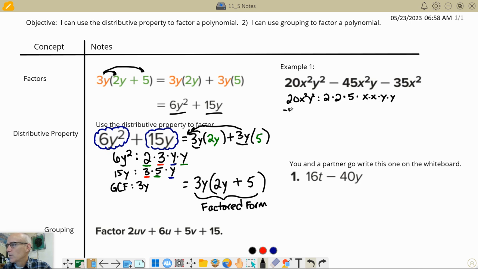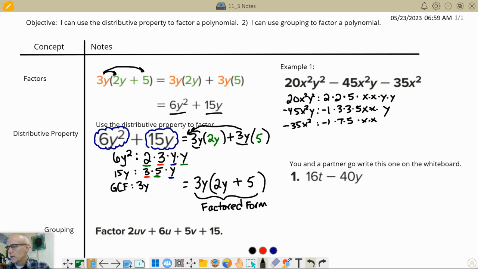Now I'm going to put down negative 45x squared y, and I'm going to list all its prime factors. So 45 is 9 times 5, right? But 9 is 3 times 3. So let's put down negative 1 because there's a negative there. Then I'd have a 3 and a 3 to make up my 9, and then a 5, right? So 9 times 5 is 45. And then x squared is x times x, right? And then we got 1y. Okay. Let's do the next one. Negative 35x squared. Negative 35 is 7 times 5, right? But I also have a negative 1. So I got negative 1 times 7 times 5. It doesn't matter what order you list them in, okay? And then you got x times x.